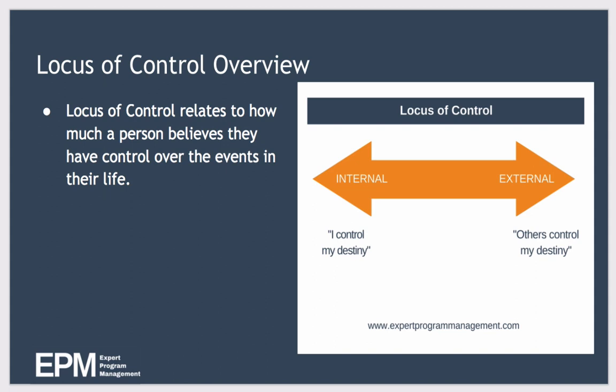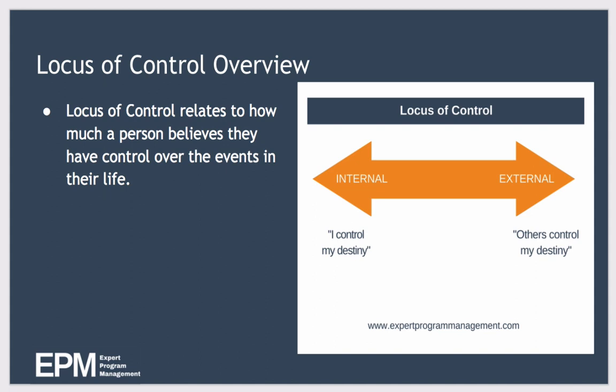Now, locus of control relates to how much a person believes they have control over events in their life. A person with an internal locus of control believes they can influence events in their life, whereas a person with an external locus of control believes their life is controlled by external factors that they're not able to influence. Those with an internal locus of control believe events in their life are the result of the actions that they take, whereas those with an external locus of control blame external factors for events that happen to them in their lives.